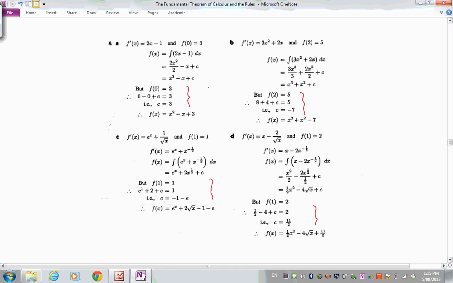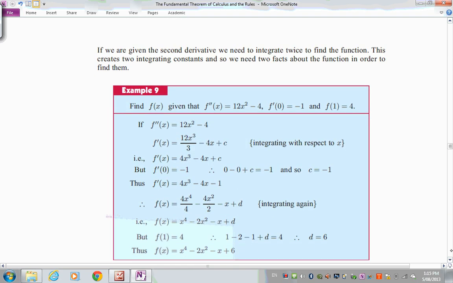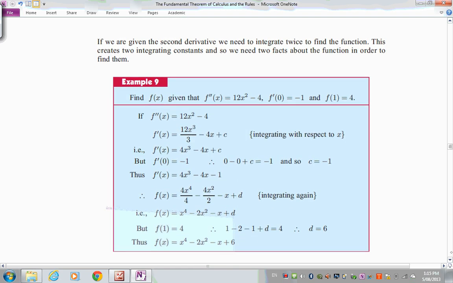Okay, let's move on to the next variation, and here it is. What if they've asked if we've got the second derivative? Oh, we've got to reverse the process twice. We've got to integrate twice to find the function. Okay, let's do it. The second derivative is this, and we know the first derivative when x is 0 gives value -1. So let's integrate this function.